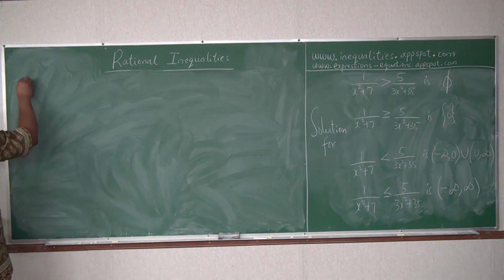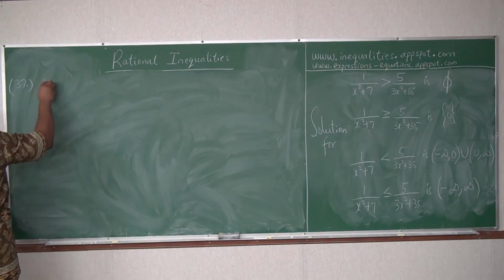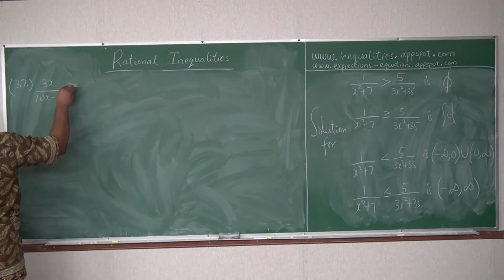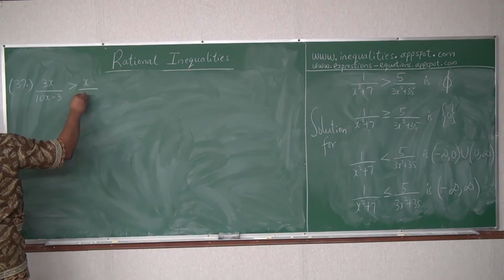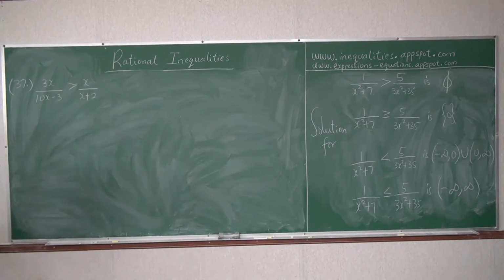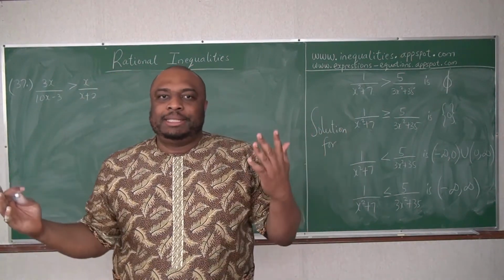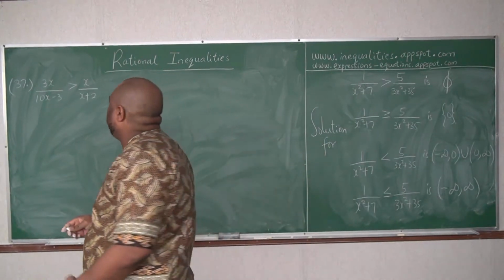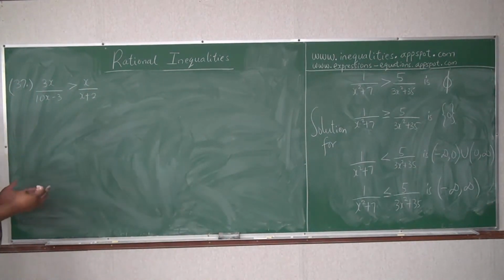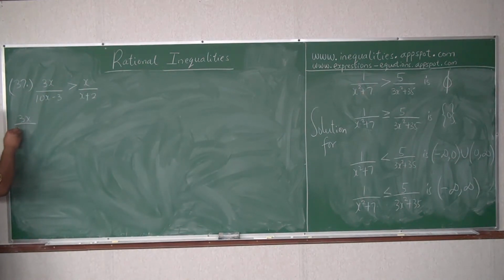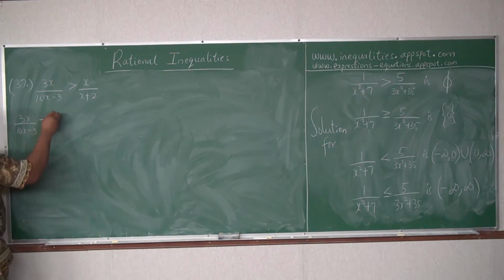Question 37. We have 3x over 10x minus 3 greater than x over x plus 2. So we ask ourselves, first step, is 0 on the right hand side by itself? It is not, so we want to do that. We want to make sure we have 0 on the right hand side. So we bring this over here: 3x over 10x minus 3 minus x over x plus 2 is greater than 0.